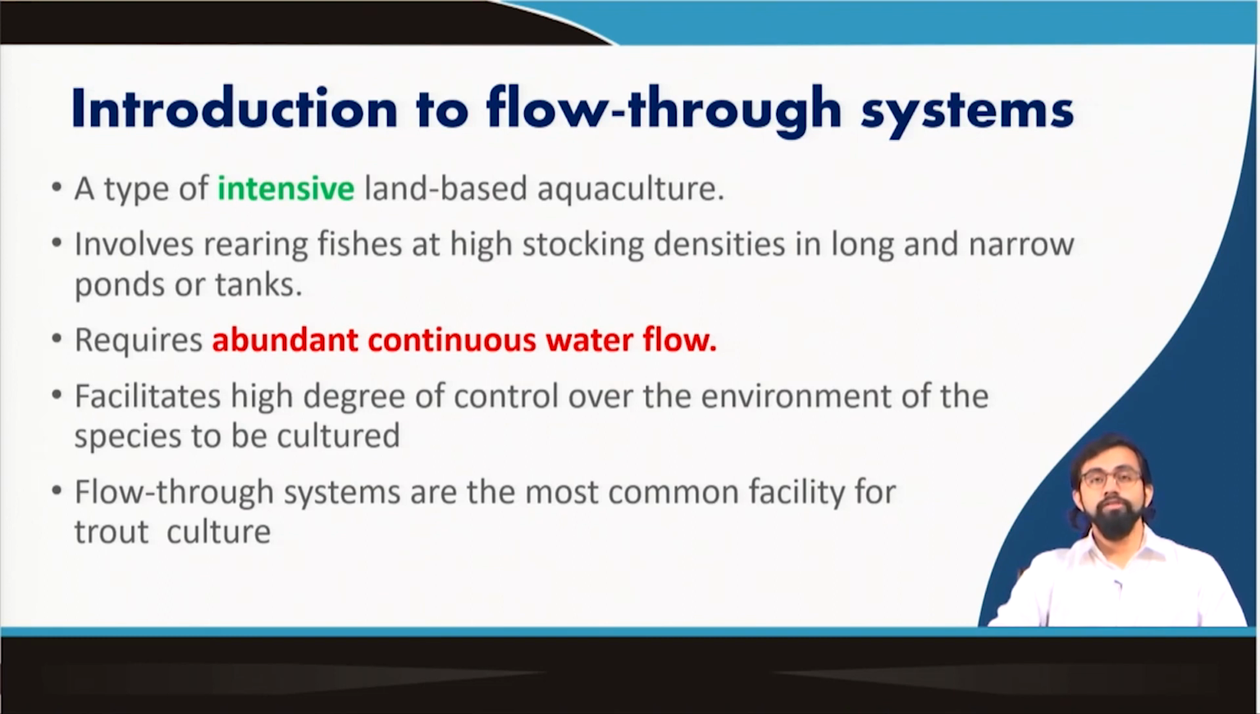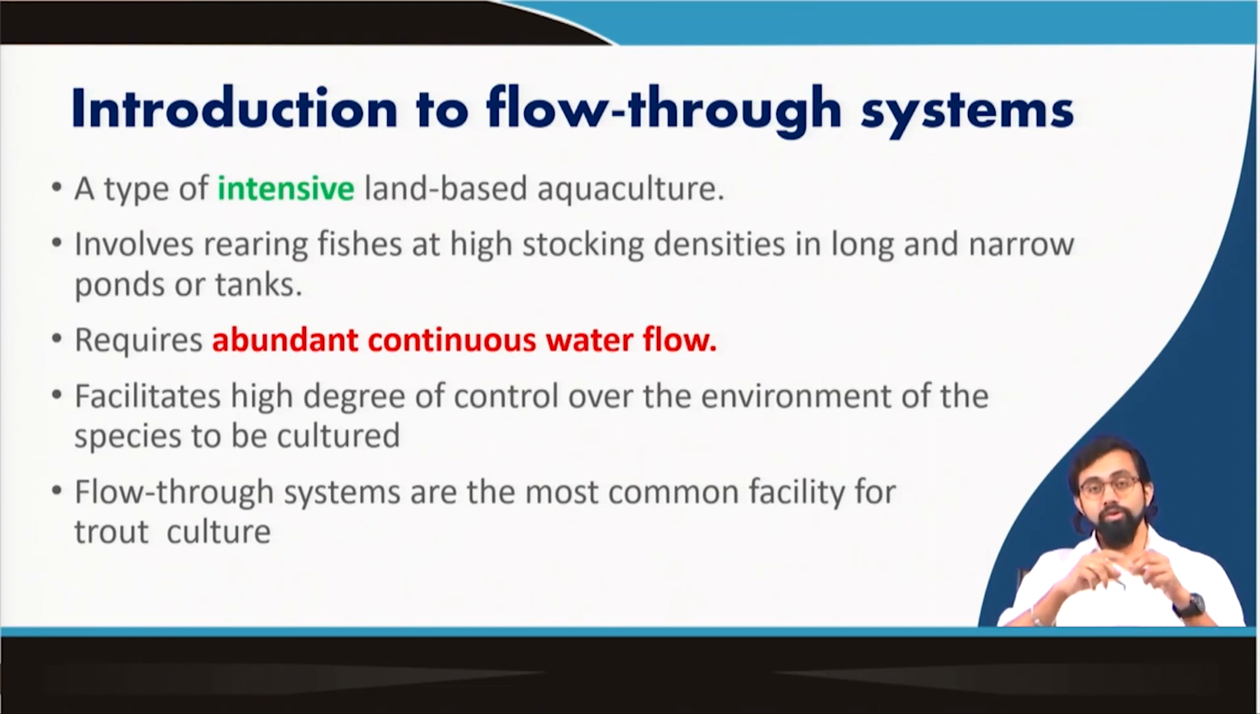It involves rearing fishes at high stocking density in long or narrow ponds or tanks. It requires an abundant amount of continuous water flow, and that is the reason why it is called a flow-through system. It facilitates a high degree of control over the environment for the species that we are culturing, whether in an aquaculture pond or an aquaculture tank.